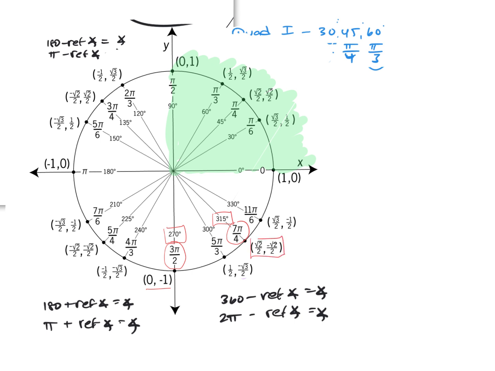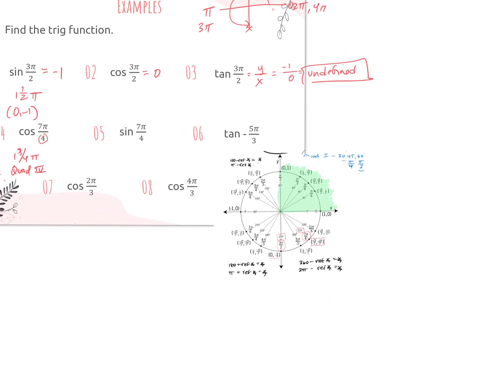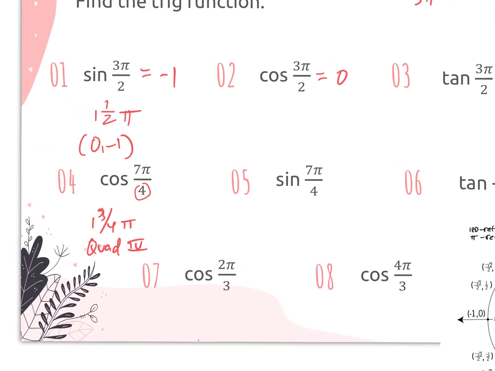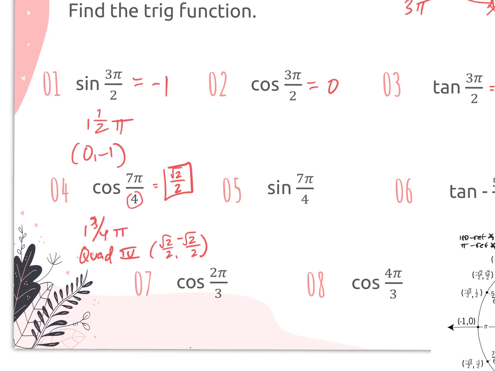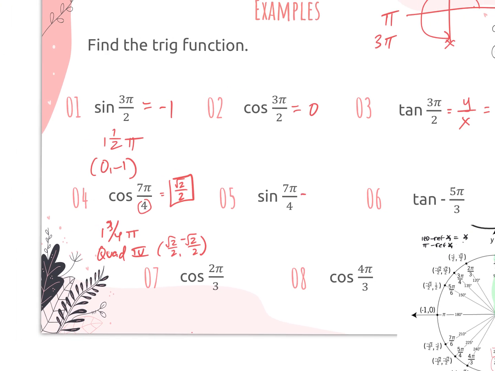My x and y combination is here. So radical 2 over 2 for both, right? So let me kind of put my x, y. I know it's radical 2 over 2 for both of them, but because it's in quadrant 4, I know my y is negative, okay? So the cosine is the x value, which means it's radical 2 over 2 is my answer. The sine of that same value is going to be the y value, which is negative radical 2 over 2.